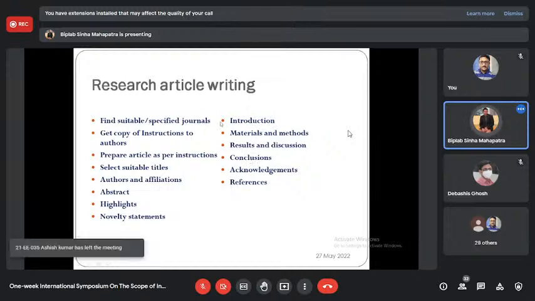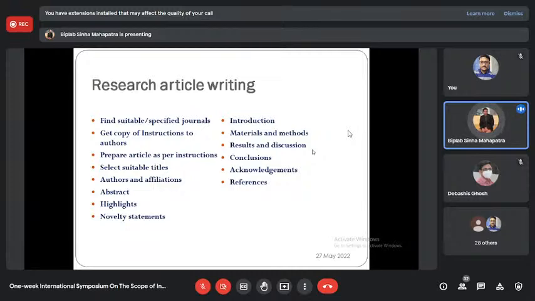Next, introduction. In this part, you will write your literature review, and what your motivation is for doing this research. That will be written here. Then materials and methods: which method you have introduced or whatever you have invented here. Next is results and discussion, which will be on the basis of your method and the application you have applied here. Conclusion will be given. Conclusion means your findings; just your findings will be given in the conclusion.